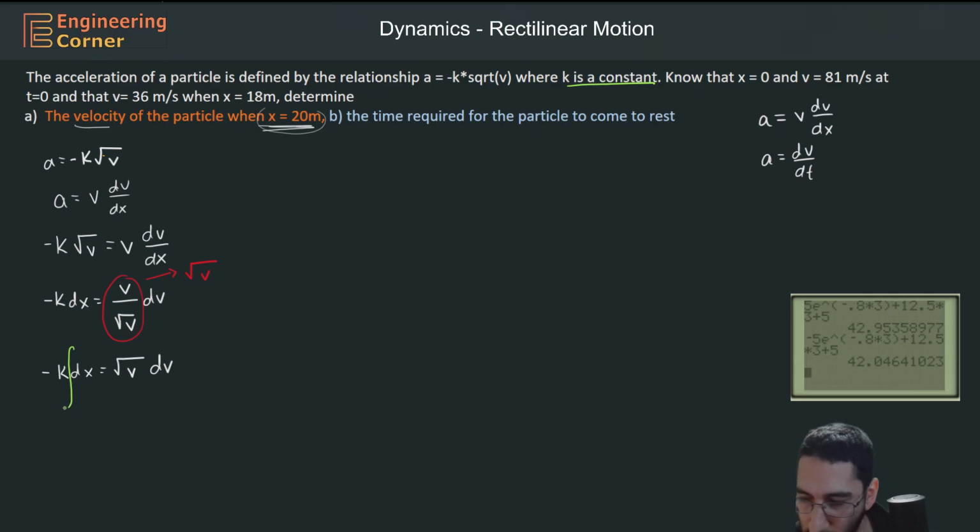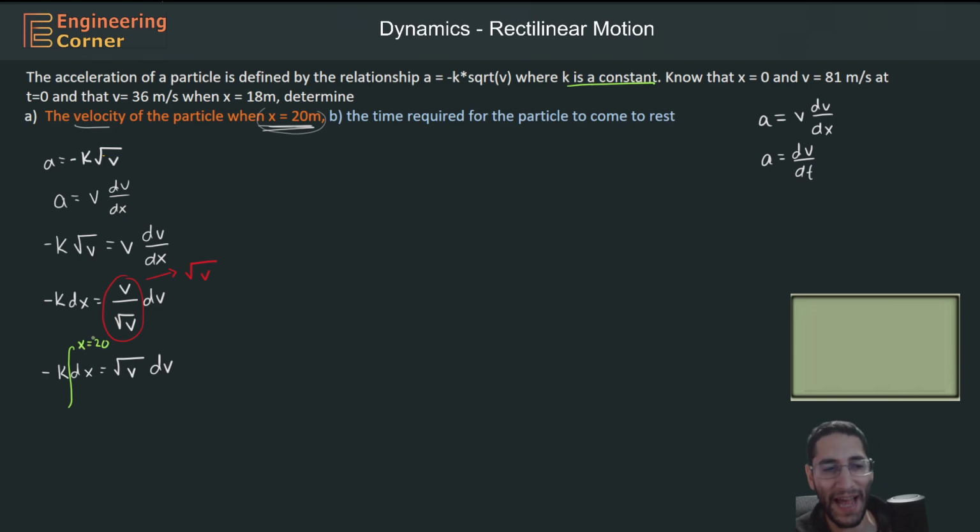And we want to find the velocity of the particle when x is equal to 20 meters. So here we'll have x is equal to 20, but again, I'll keep it as x while I'm performing the integration. And x is equal to 0, v is equal to 81 meters per second. So here we'll have x going from 0, and here we'll go from 81 to some velocity v, which is what we're looking for.